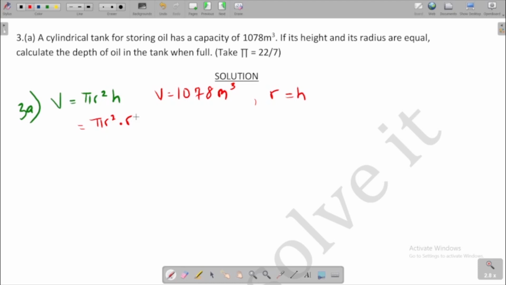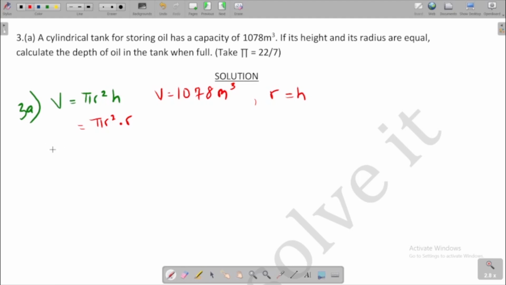Calculate the depth of the oil in the tank when full. So now you have to find the radius. You have to find the height. So whether you find the radius or find the height in this particular question, the answer will be the same, because the radius and the height are said to be the same in the question.